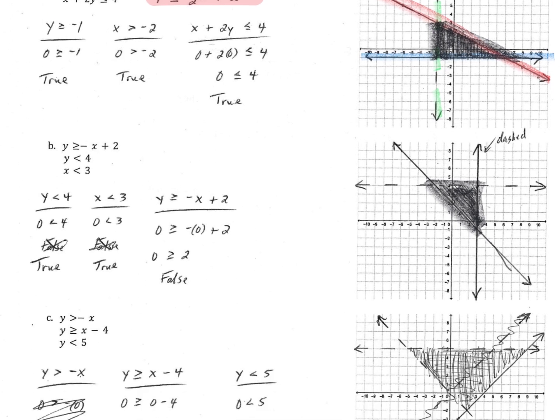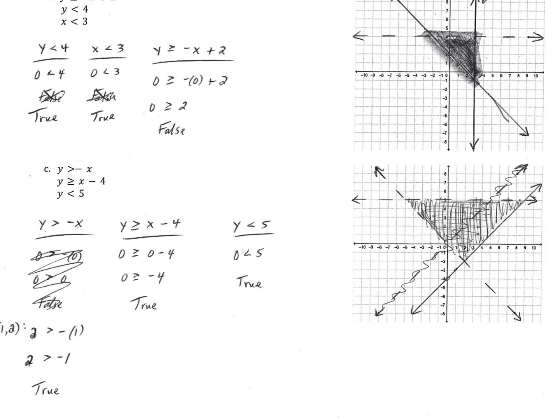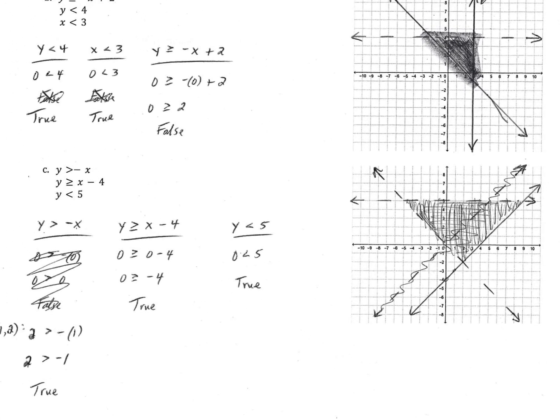The third example looks something like this. Ignore the line that I scribbled out. The overlap shading would be this big triangle right here. So that is the solution area. All points in that triangle are a solution.